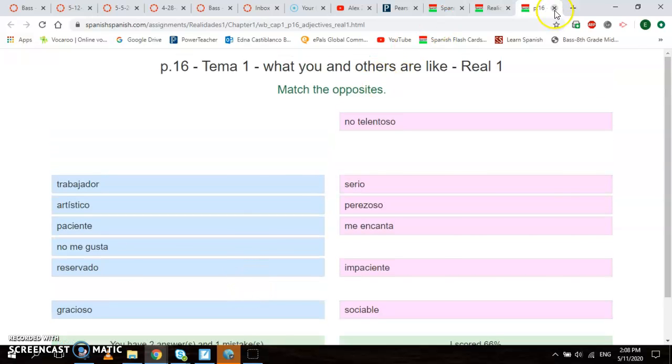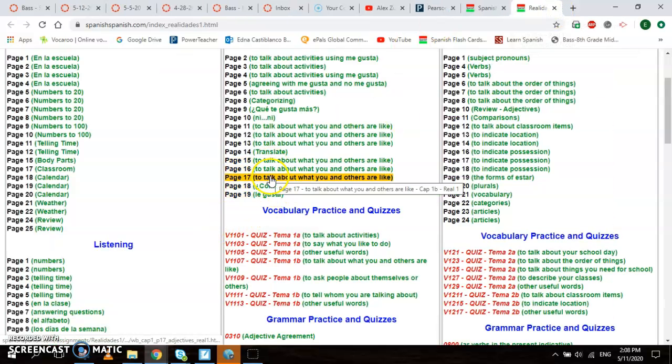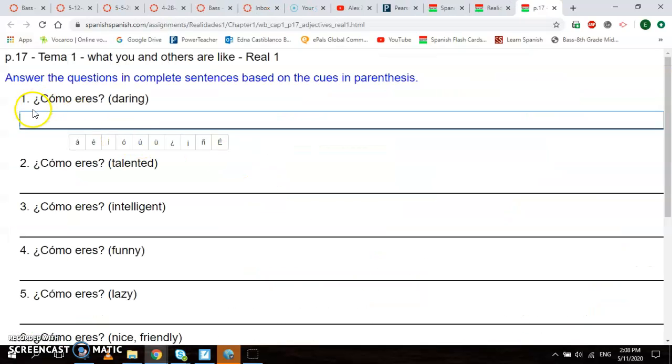Okay. And let's go with the next one, 17. This is to talk about what you are like and what others are like. So it says answer the questions in complete sentences based on the cues in parentheses. So this one is me asking you, ¿cómo eres? What are you like? ¿Cómo eres? So you're going to say, I am, and then you're going to use this word. So to say that, you say, yo soy atrevido. Do not forget to put the period.